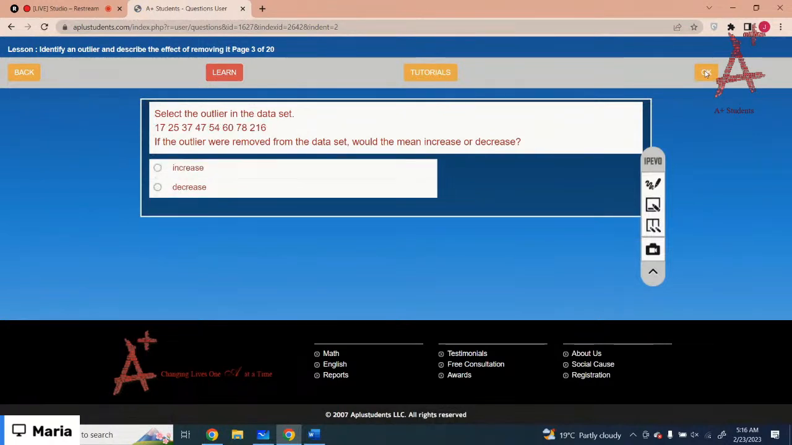Okay, select the outlier in the data set: 17, 25, 37, 47, 54, 70, 78, 216. If the outlier were removed from the data set, would the mean increase or decrease? So first you have to identify the outlier, which is the outlier in the given data.